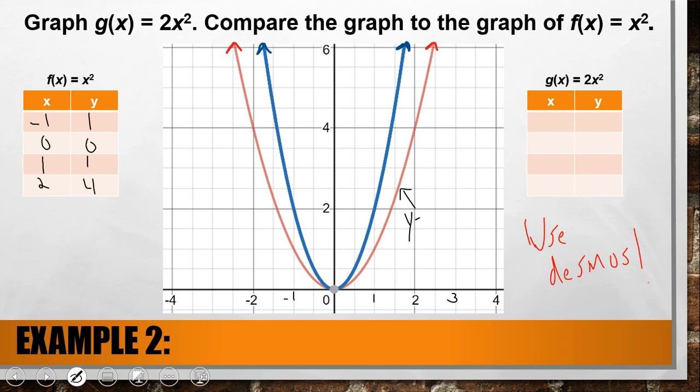So I can see that my parent function, 1, 0, 1, 4, is my red graph. So that's y equals x squared. And then my inside function, which I should know because my a value is 2, so I'm going to get a narrower graph, is y equals 2x squared. If I pick the same values, remember order of operations: do the -1 squared, which is 1, then multiply by 2. So it's going to be 2, 0, 2, and then 2 squared is 4 times 2 is 8. So that'll be my new graph there.